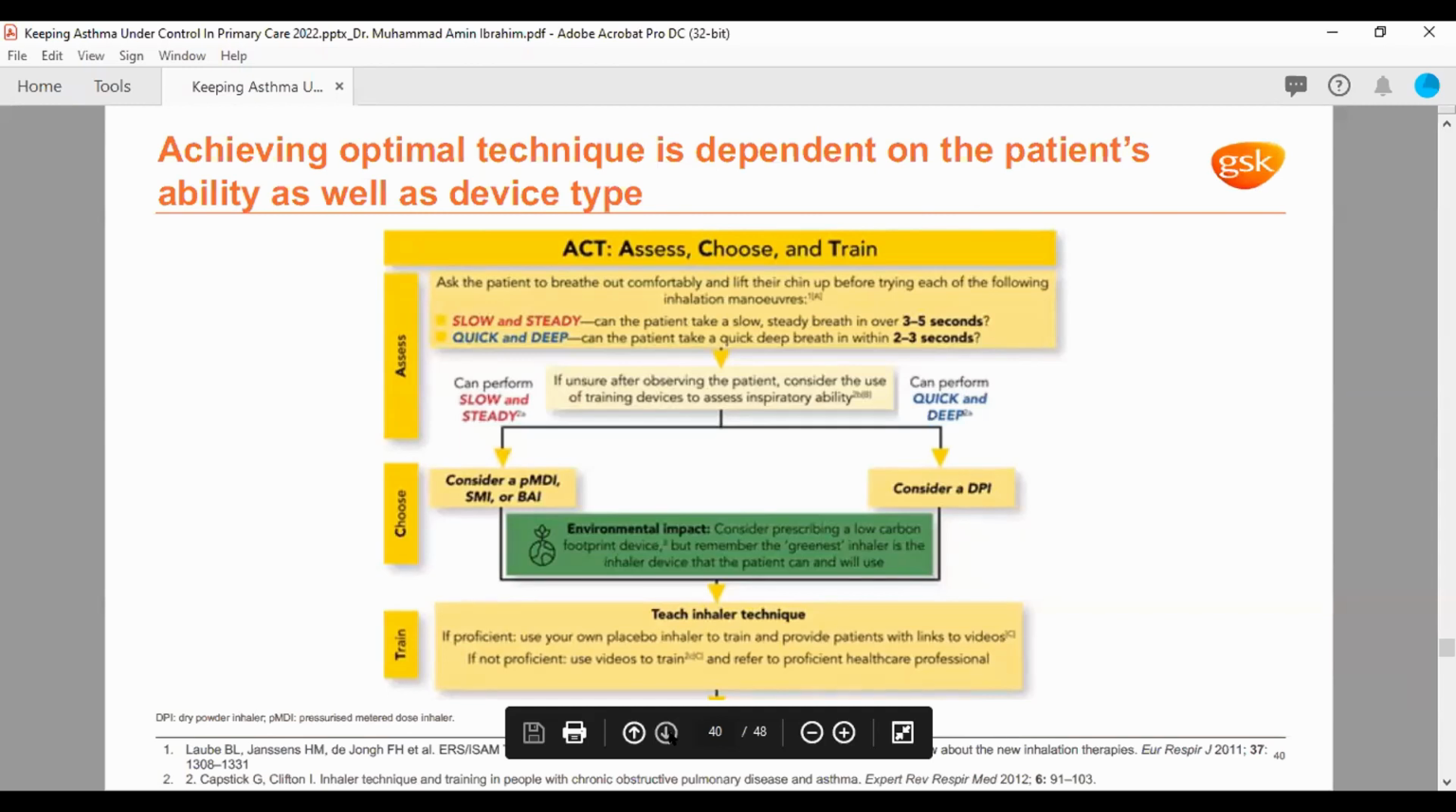Based on these two techniques, you can decide whether patient is suitable for metered dose inhaler or dry powder. Those who can perform slow and steady inhalation, this group of patient, they should prescribe with MDI or soft mist inhaler. Those able to perform quick and deep breathing, you can consider dry powder inhaler for this group of patient.